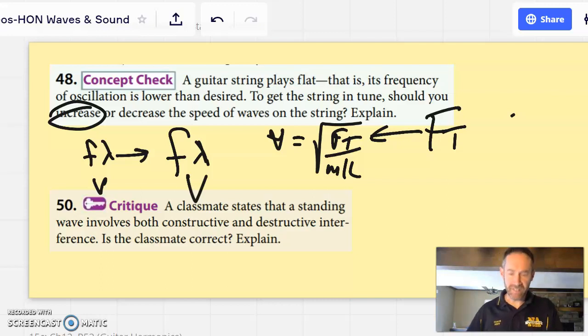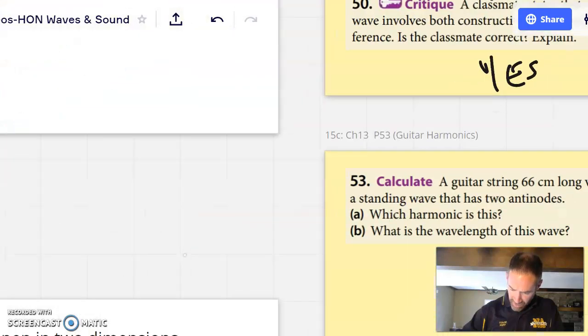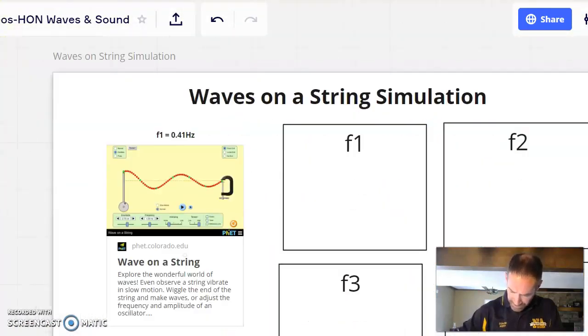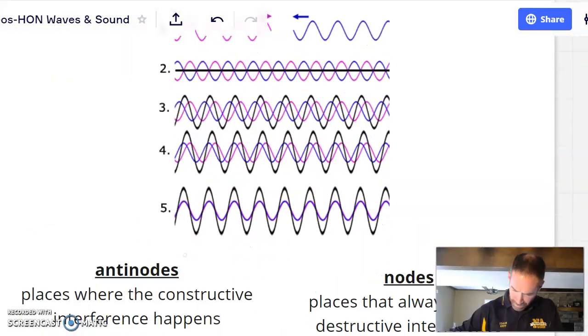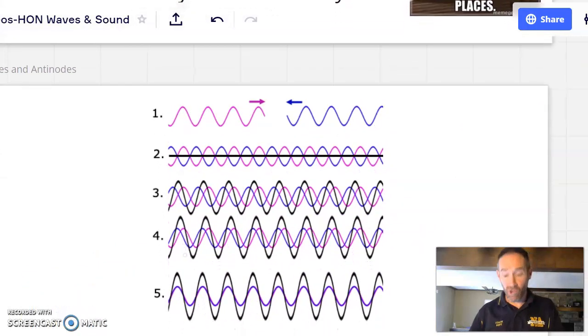In number 50, it says a classmate says that standing waves involve both constructive and destructive interference. Is the classmate correct? As a matter of fact, they are correct. And if you can see from my picture over here, what a standing wave involves is two waves that are moving at each other. They're going to be interfering, but they're the right wavelength. They're the right frequency for the conditions.